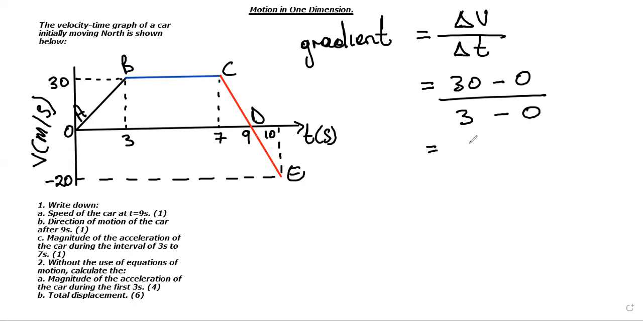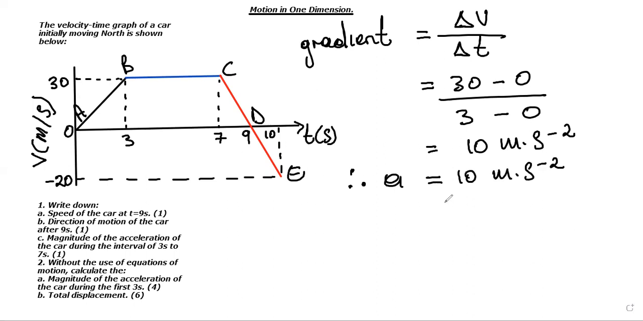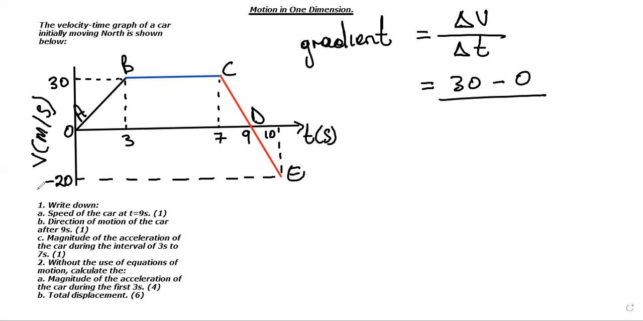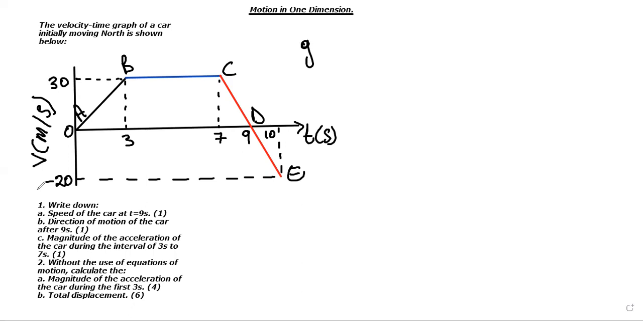So your gradient will be 10 meters per second squared. Therefore, your acceleration is 10 meters per second squared. You don't give direction because they said the magnitude. And then the last question says, calculate the total displacement of the car. So without using the equation, remember we said the area under the graph of a velocity time graph will give you the displacement.